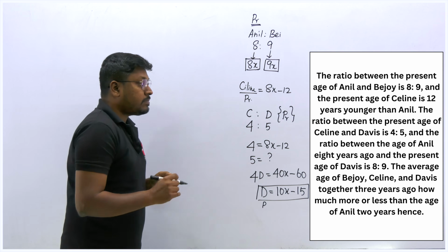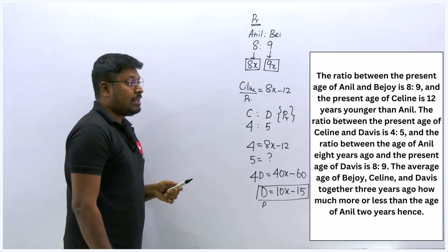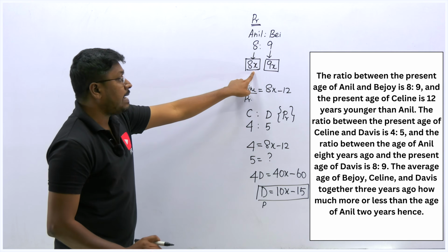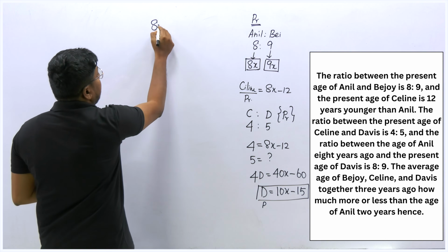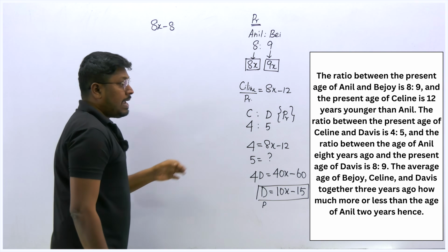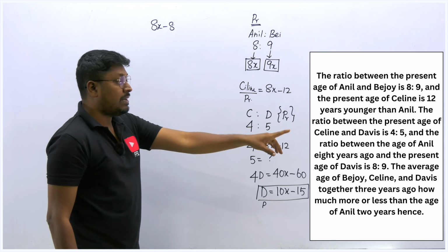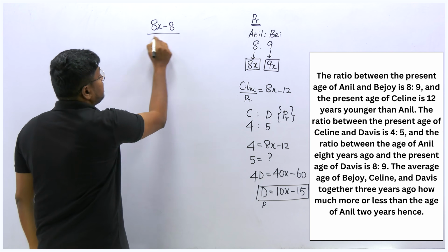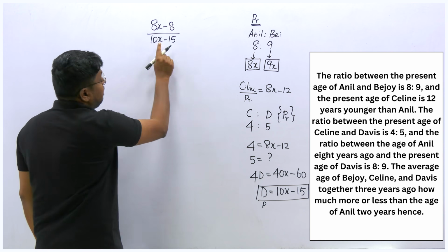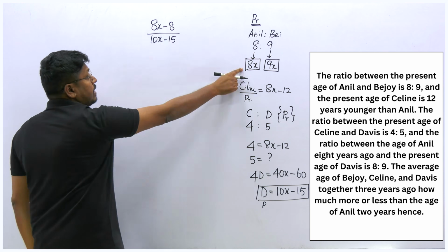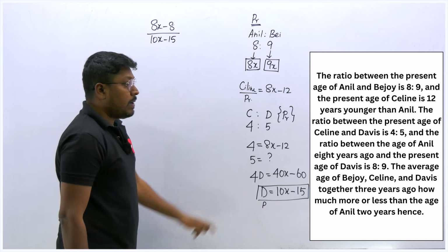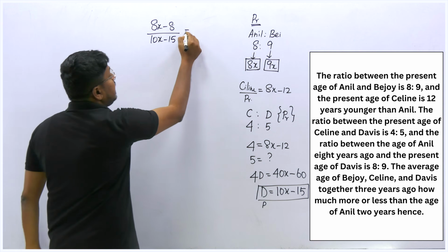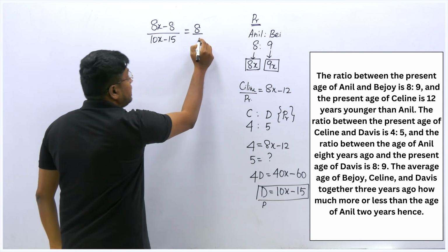Next point: the ratio between the age of Anil 8 years ago and the present age of Davis. Anil's age is 8x, so 8 years ago, that means 8x minus 8, right? And the present age of Davis is 10x minus 15. So 8x minus 8 and 10x minus 15, the ratio they have given is 8 is to 9.